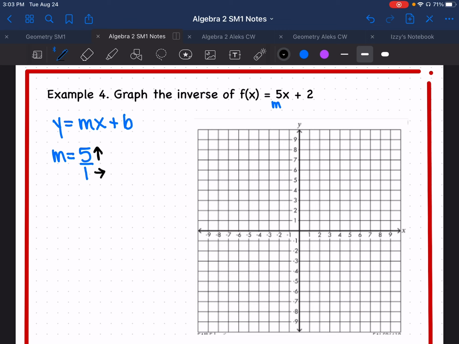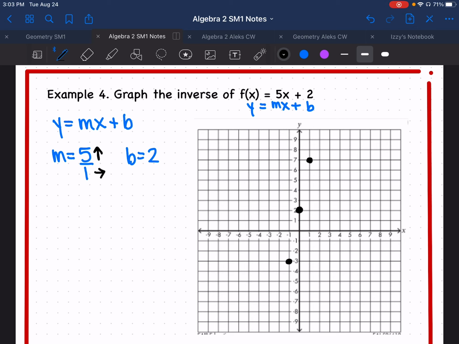My b, here we go. My b is the +2 right here. Here's my mx plus b. All right, so I'm going to start by graphing the point at +2, because that's what b equals, because remember, that's my y-intercept. And then I'm going to move 5 up, 1, 2, 3, 4, 5, and 1 to the right. I can't go up 5 more, 1, 2, 3, because I run out of space, so that's enough. And then I can go 1, 2, 3, 4, 5, and 1 to the left.